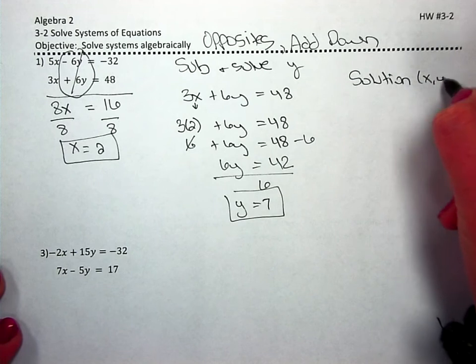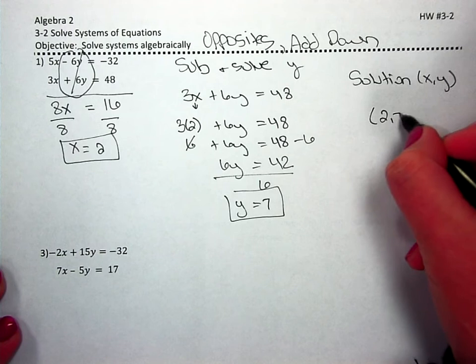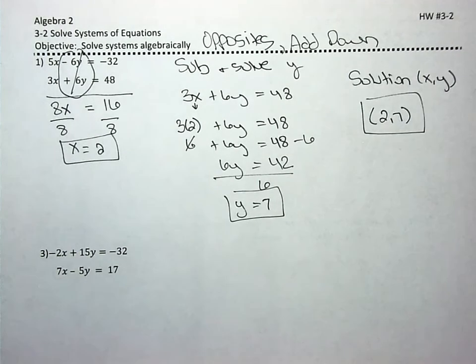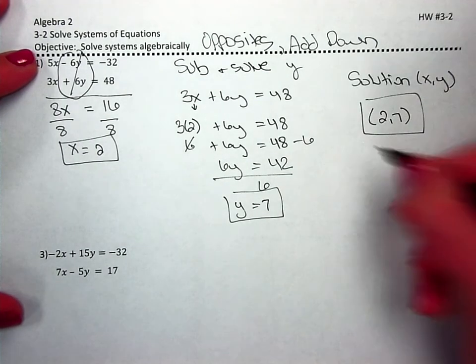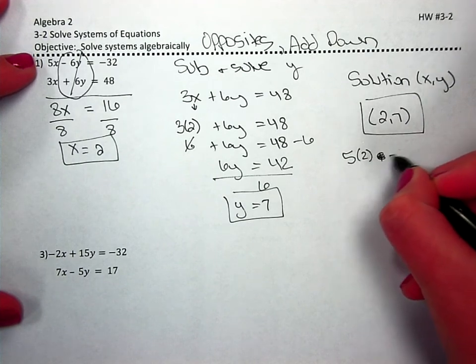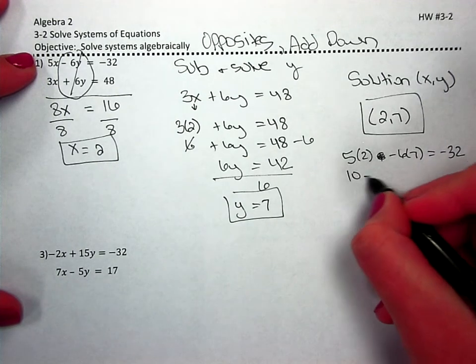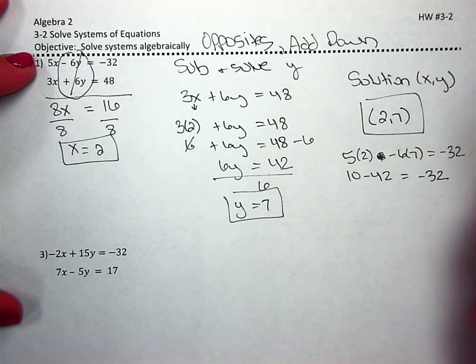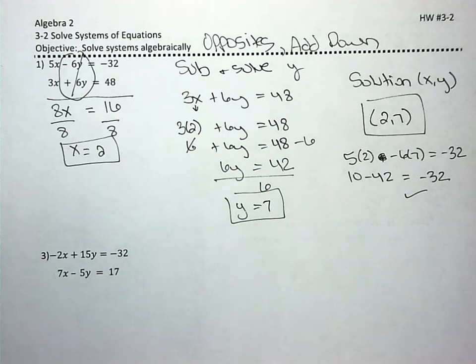Your solution always needs to be written as an ordered pair, x comma y. So the answer is 2 comma 7. The nice thing about this section is you can double check your work. So if we were to double check the top one, plug the 2 in for the x, minus 6 times 7 for the y equals negative 32. 10 minus 42 equals negative 32. That's a true statement, and I basically already checked the other one when I solved for y, so I know that I'm good on that one.